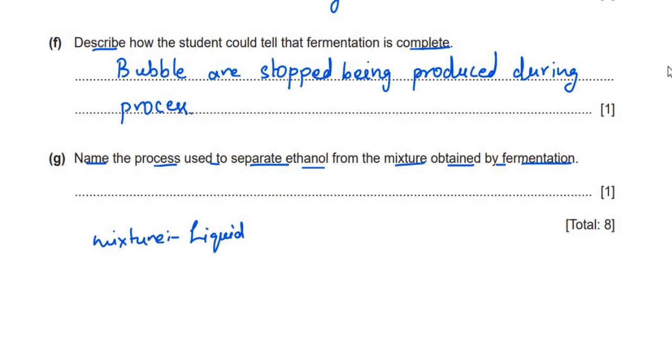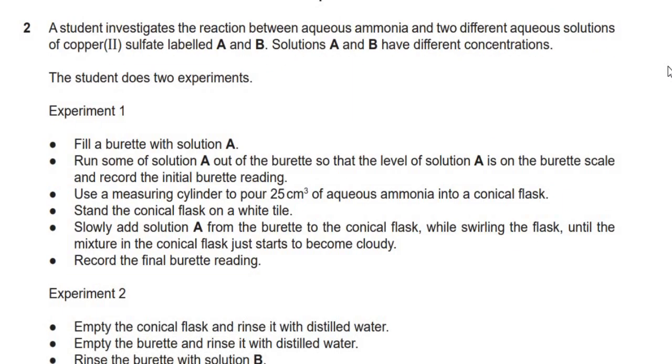So to separate two liquids, the best process is fractional distillation. Fractional distillation is the separating technique which is used to separate two liquids. So here, if we are separating ethanol from the mixture, it's fractional distillation which we are using. So here is the end of question 1. Let's go ahead with question 2.